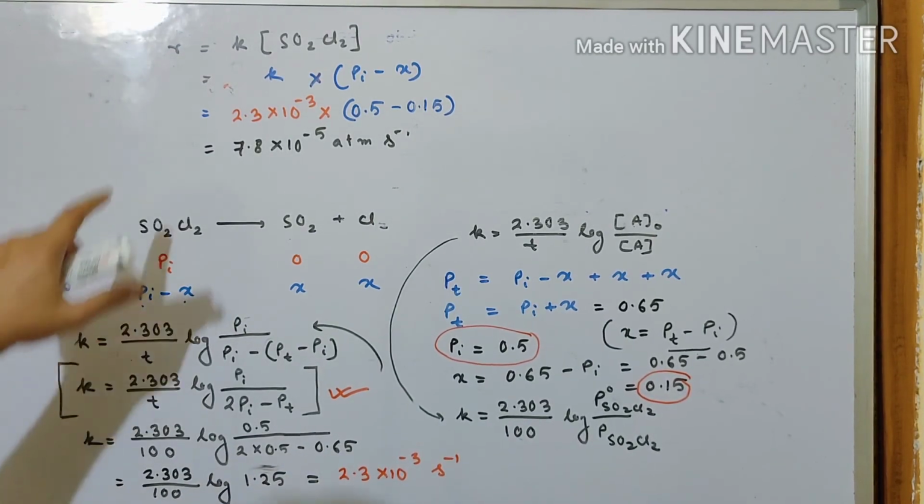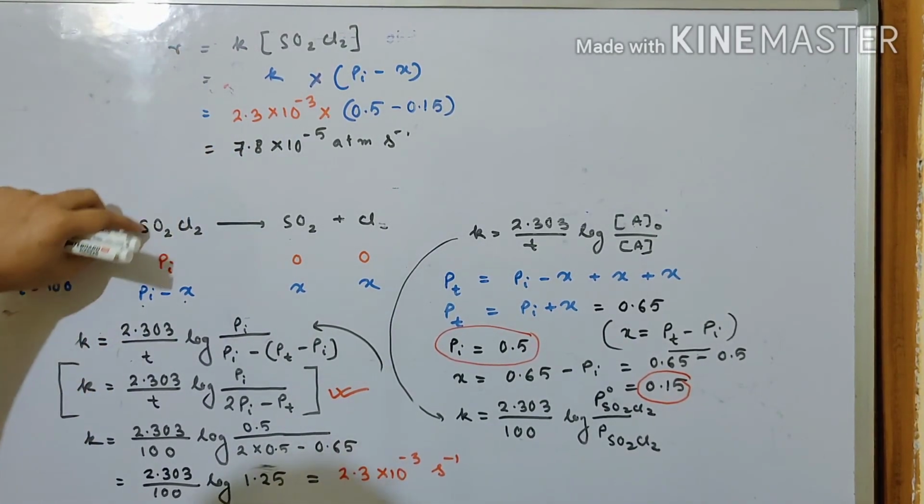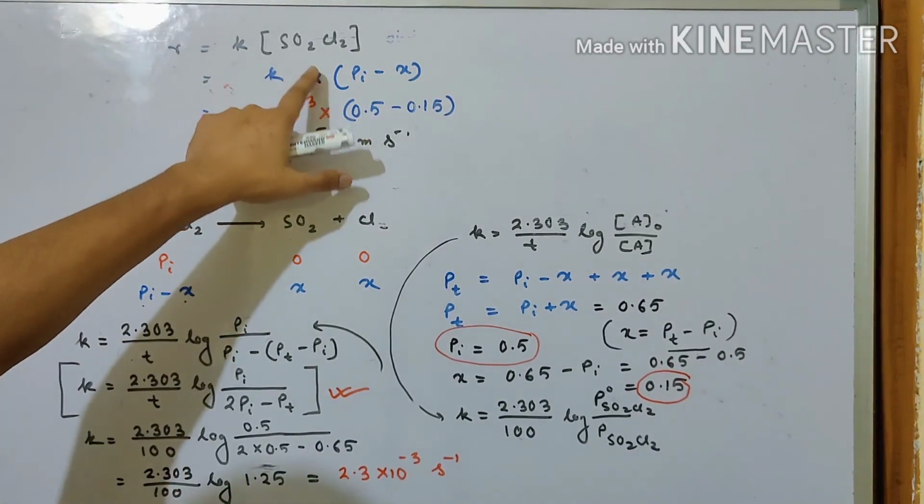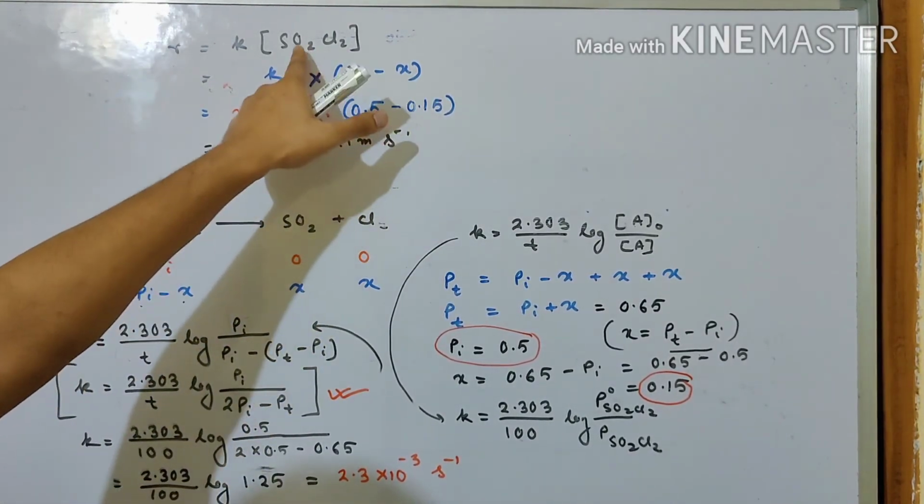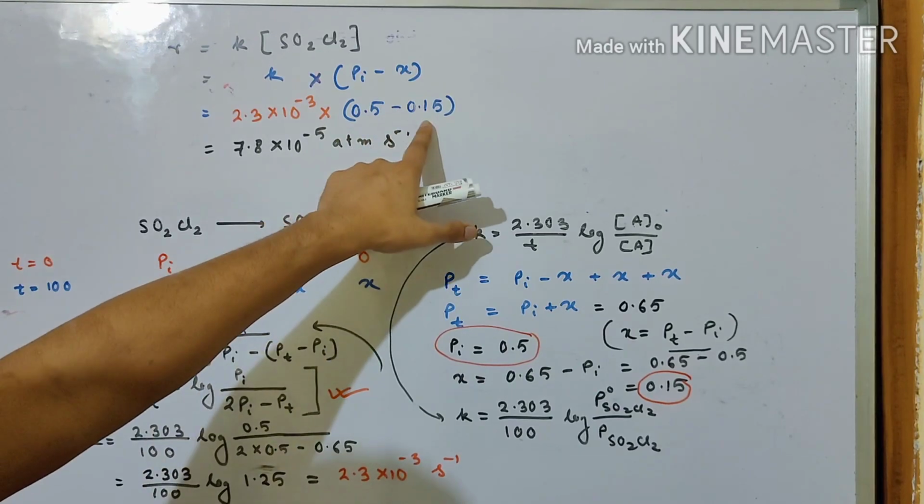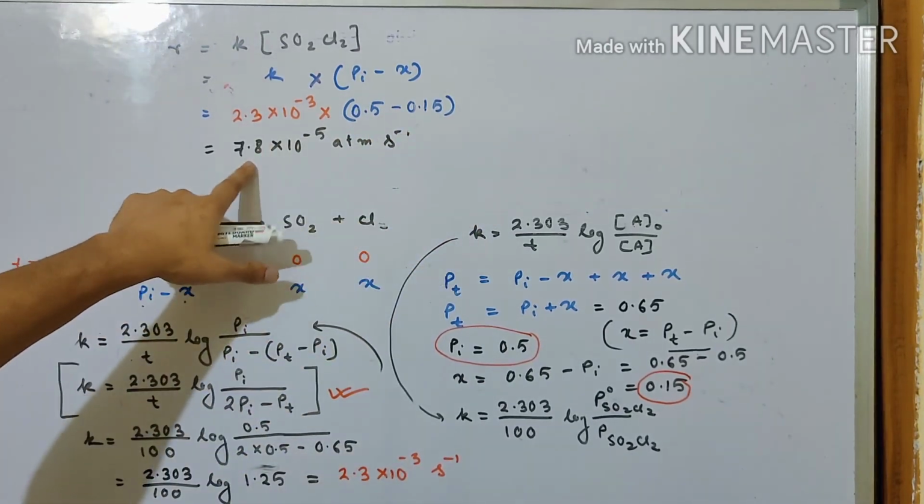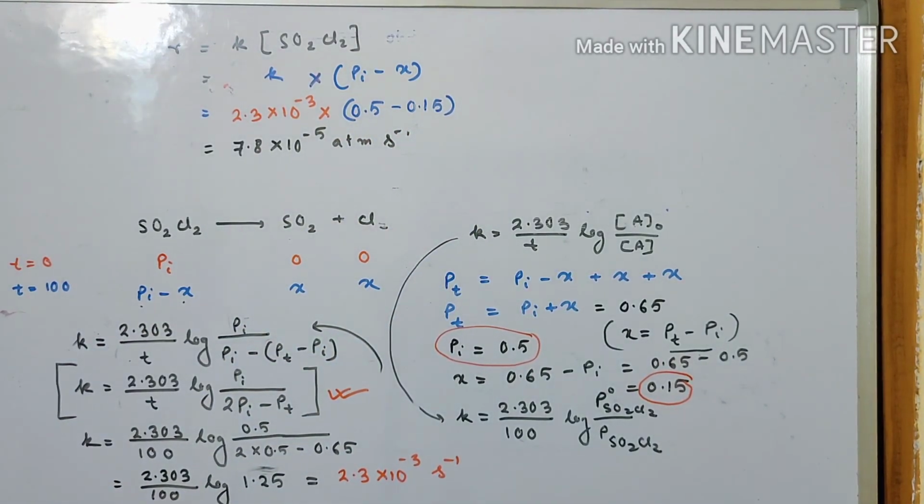So we have just replaced this value over here, we are getting K. After getting K, we know that the rate depends on the concentration term. So we have written down this. This value is Pi minus X. We have written down those values individually also. Now we are getting the rate. So this is how these three different types of problems should be solved.